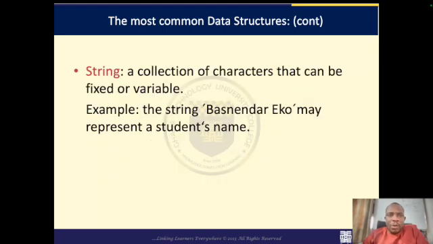We also have what we call a string, which is simply a collection of characters that can be fixed or variable, right? And so if I want to store a name, remember I said a character is only used to store one character. So if I want to store my name, then I would need multiples of that. And that is why strings were created, so that I can put my entire name into one particular container and call it what? A string.